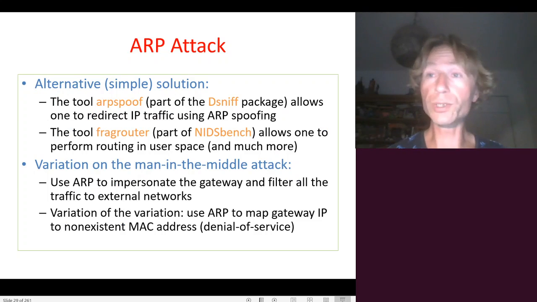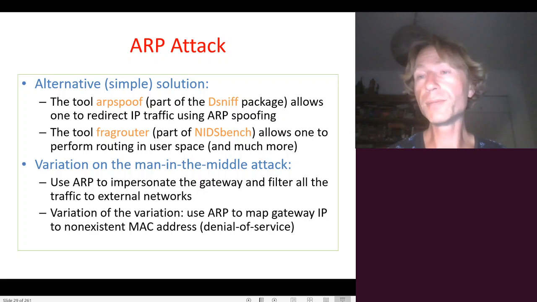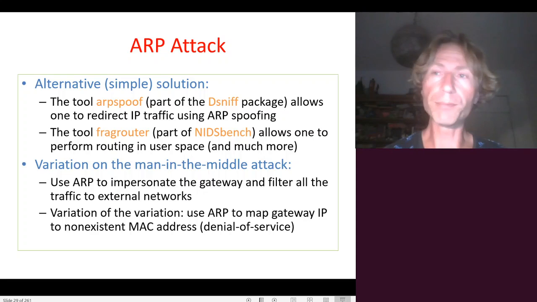To do this, we can actually use some standard tools, just like we had dsniff. We also have some companion tools there, such as arpspoof, which allows you to redirect IP traffic using ARP spoofing. And we also have fragrouter, which allows you to do routing in user space. Now, great. So we can build a man-in-the-middle attack. If we want to change that a little bit, we can also do a man-in-the-middle attack somewhat differently by impersonating the gateway router and then making sure that we receive all the traffic to the external network and look at it and then send it on its merry way.